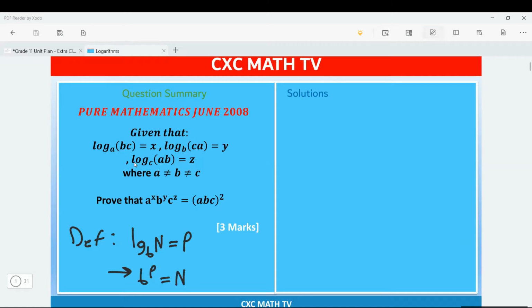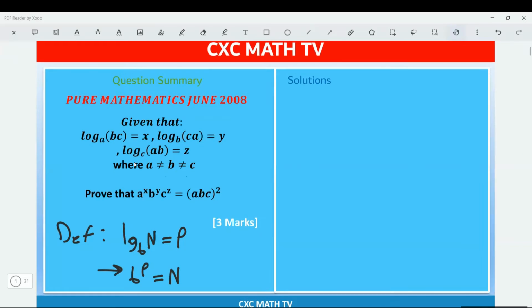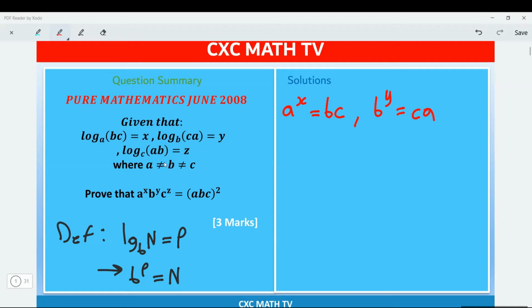In this case, this is saying that A raised to the power X is equal to BC. What else we're seeing is B raised to the power of Y is equal to C times A. And then C raised to the power of Z is equal to AB.